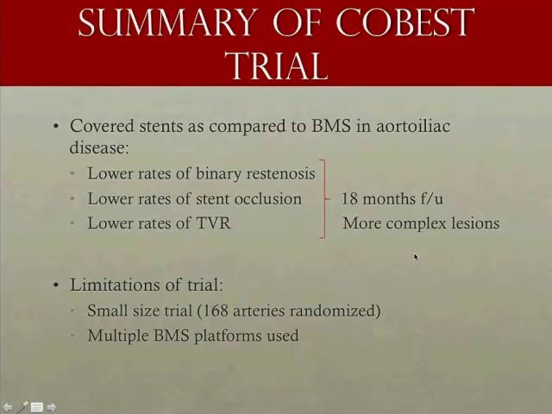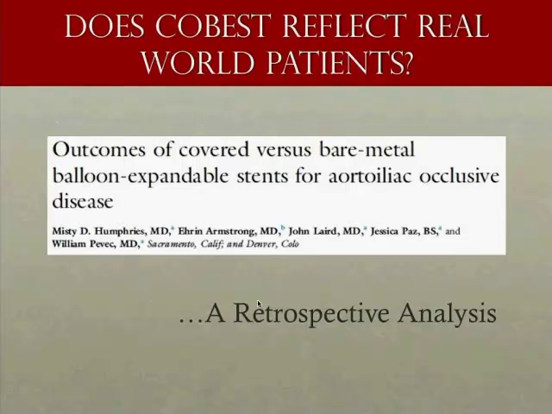Limitations of the trial, again, it's a very small trial. As cardiologists, we're used to trials of hundreds or thousands or tens of thousands of patients, but this is only 168 arteries total randomized. And again, multiple bare metal stent platforms were used. It wasn't just comparing one covered stent to one bare metal stent. It was a number of different bare metal stents utilized in the study, again, at the operator's discretion. So the next question then becomes, does the COBEST trial data reflect real-world patients?